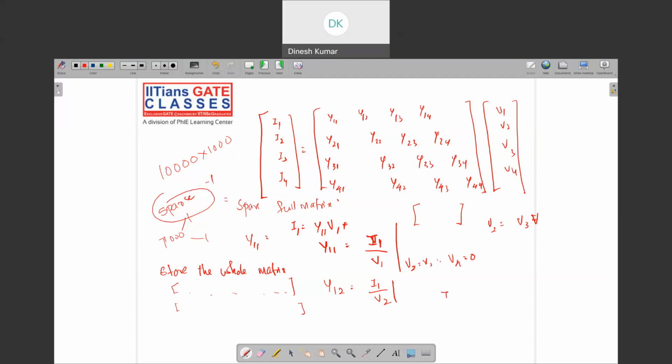So generally we can write Ik equal to sigma n equal to 1 to n Ykn Vn. This equation is very important, because we will be using it for load flow analysis. This is the same equation we are going to use for load flow analysis. So just be careful with the equation: Ik equals sigma n equal to 1 to n Ykn Vn. Just look at this, and we can move to the next part.